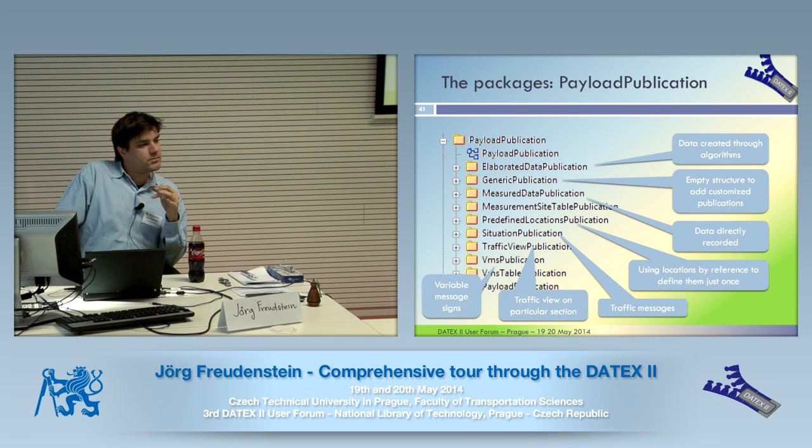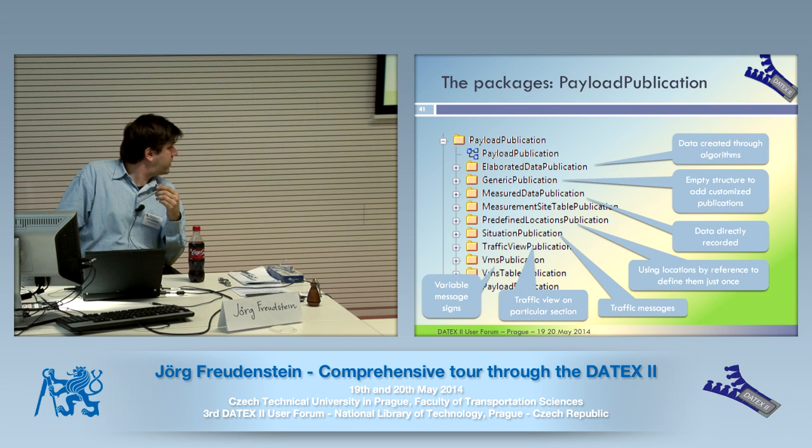We have a predefined locations publication. That means when you are defining locations, georeferences, you can define them just once, give them an ID, and reuse them later on. To define a location, you use a predefined locations publication, especially for locations which are very huge, or areas, or things where you have got a lot of points to define. It's of course useful to define it just once. The situation publication is a very big publication with traffic messages and operator action messages. I will explain this in detail.